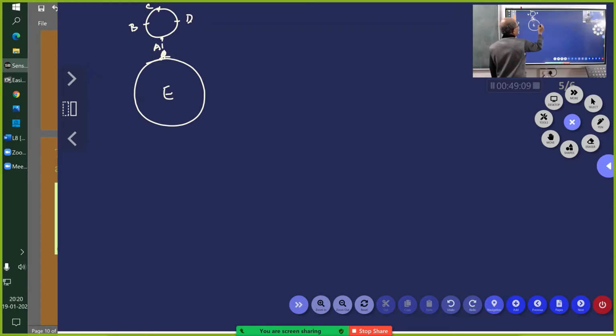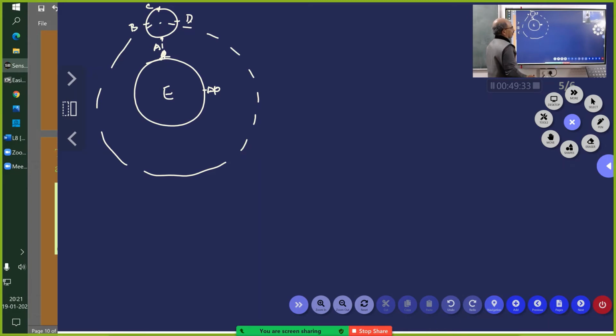So now you are here, now you will come here. And since the moon is also rotating and revolving around Earth, this is the path of the moon. So the moon will also come here. See, now the moon is here.